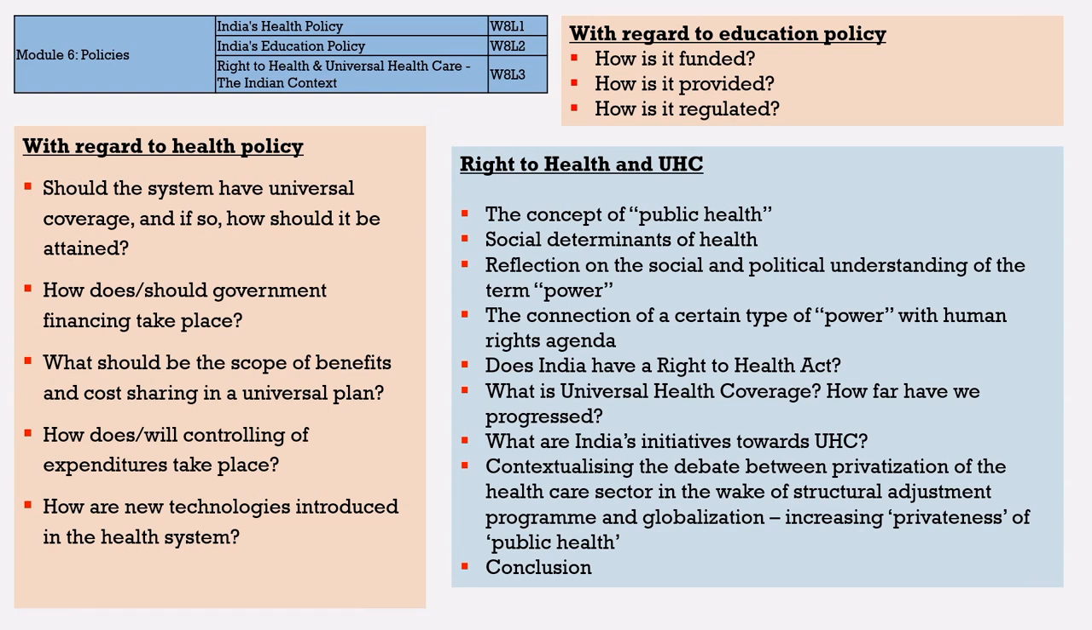We looked at the WHO model on social determinants of health. We also reflected on the social and political understanding of the term power, the connection of a certain type of power with the human rights agenda. We discussed in brief whether India has a Right to Health Act, and why we haven't been able to come up with one. What is universal health coverage and what progress have we made so far? What are India's initiatives towards UHC?